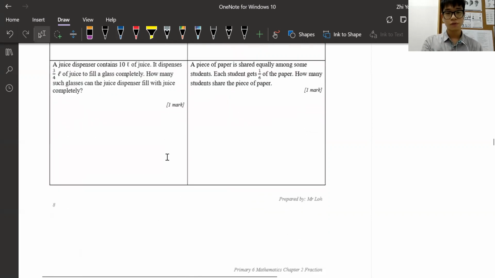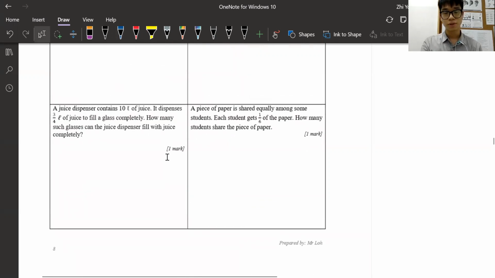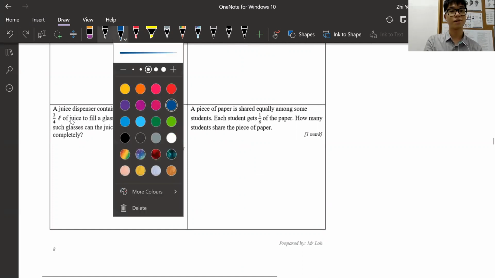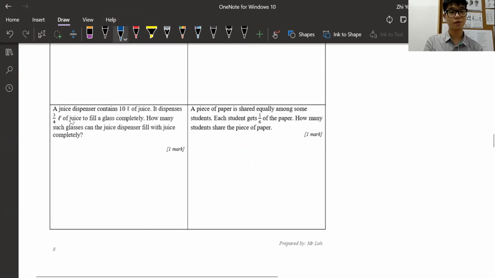Find the value of... let me just go to something that's a bit different. Okay, let's look at here. A juice dispenser contains 10 liters of juice. It dispenses 3 over 4 liters of juice to fill a glass completely. How many such glasses can the juice dispenser fill with juice completely?